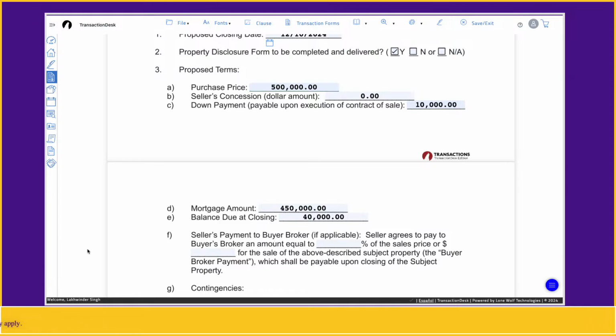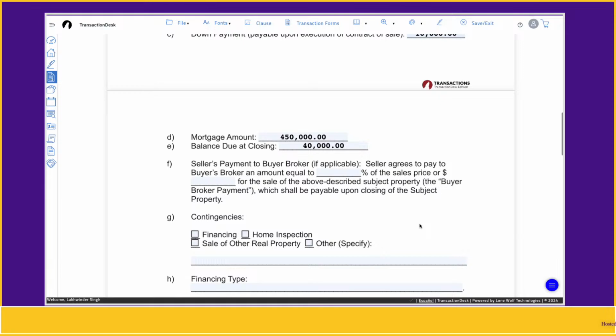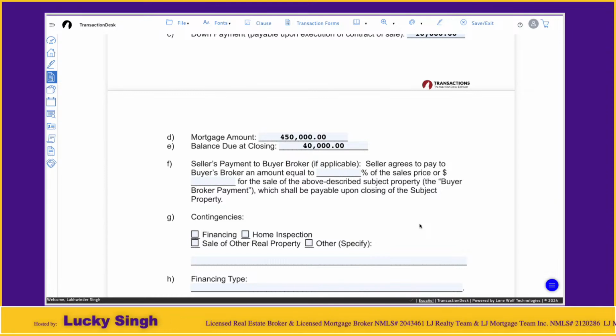Letter F shows you that if you already spoke with your listing agent and the listing agent is telling you, hey, we are willing to pay, or the owner is willing to pay you X amount. It could be 1%, 2%, whatever it is. If the listing agent is saying that, then you can put in the percentage here, right? Some of the agents are just assuming that, hey, we will get paid this, so we are requesting it. Either or works, right?